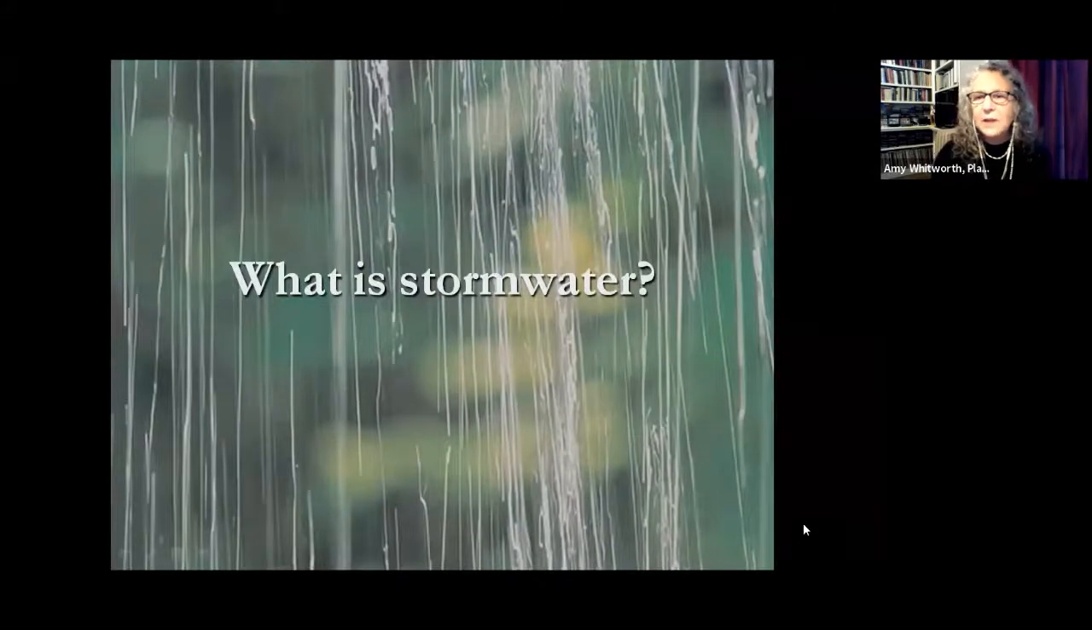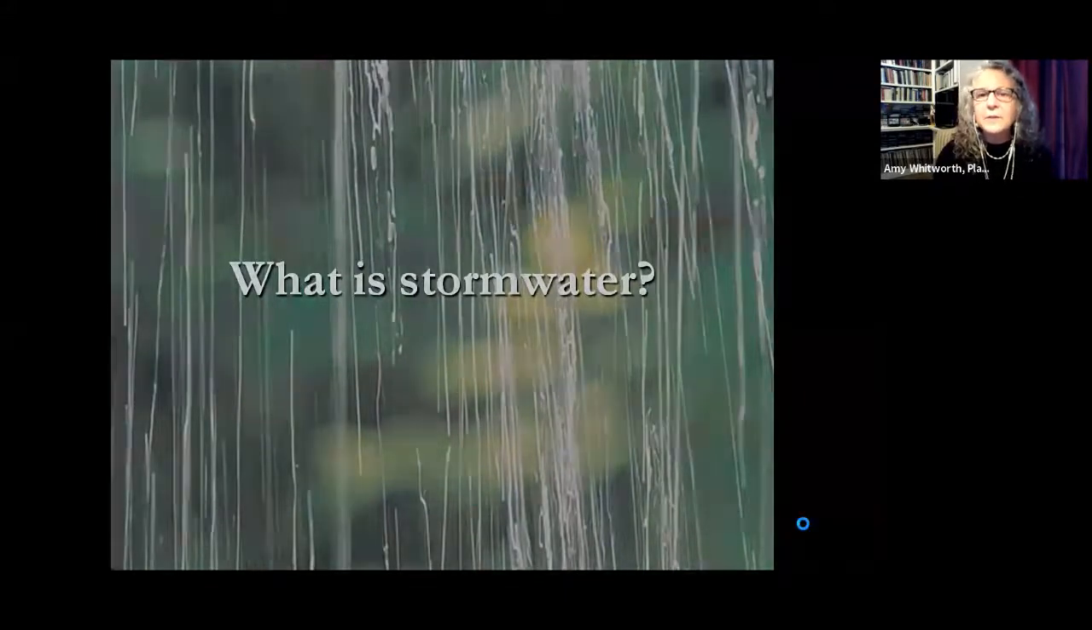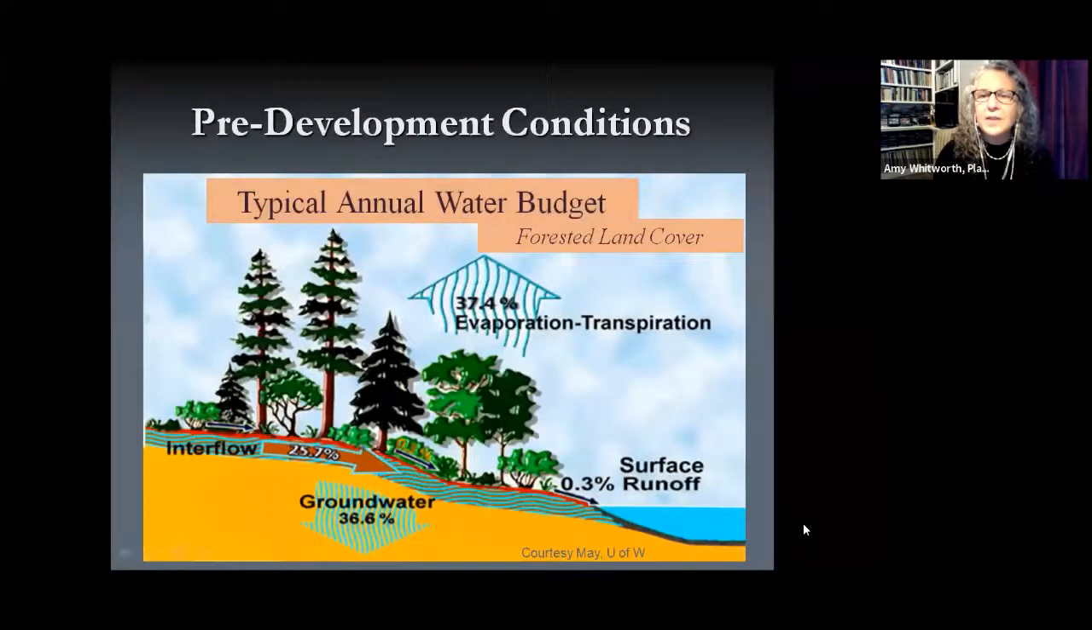So let's talk about stormwater, what it is in the first place. And to do that, we will take a look at the water cycle here in the Pacific Northwest, where we get a lot of rain, and really we get heavier rains, less frequent heavier rains, it seems, these days than ever before. So historically, what we're looking at here is the forest system.